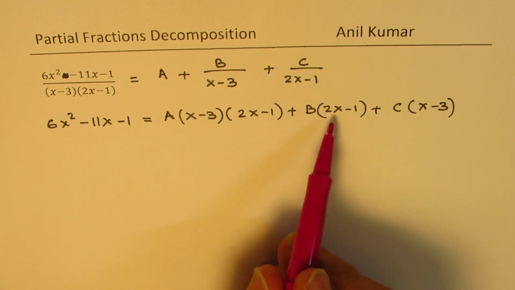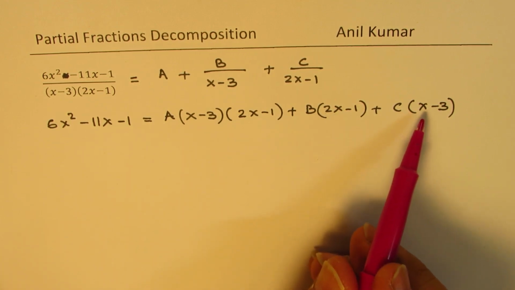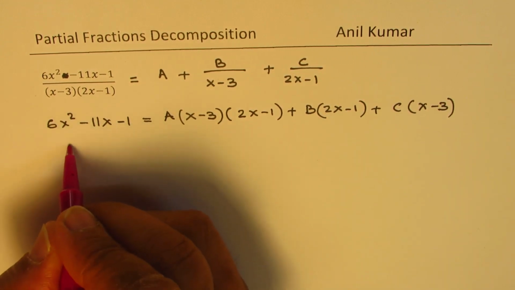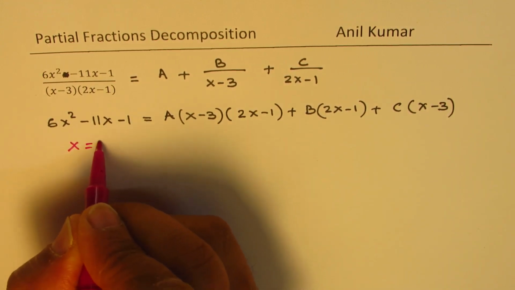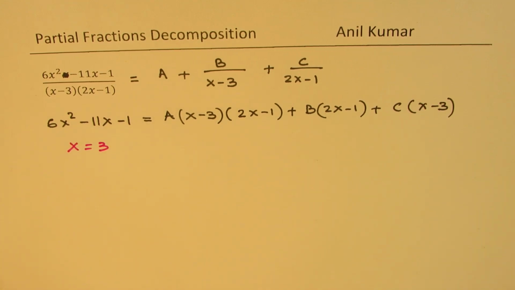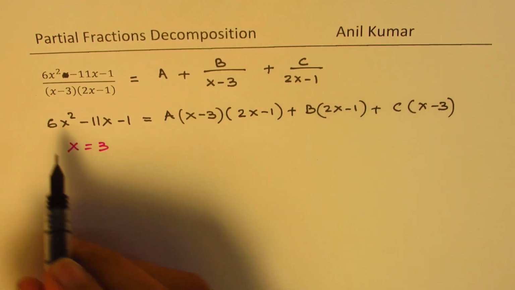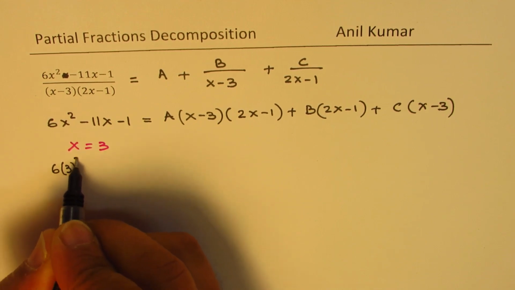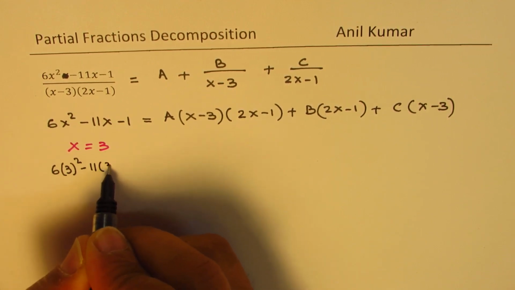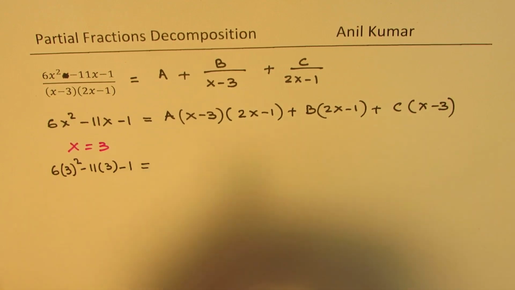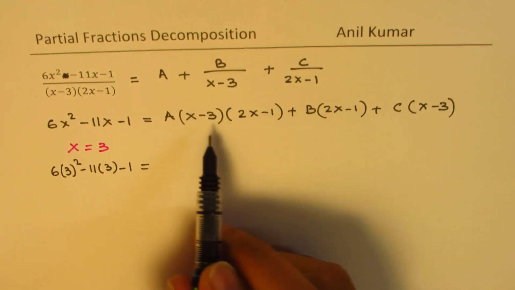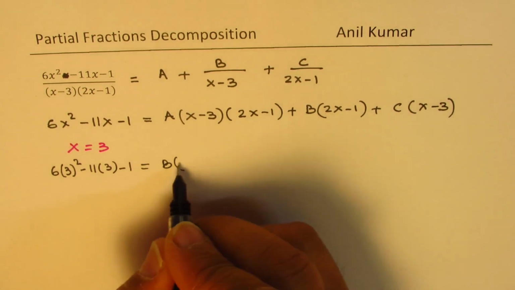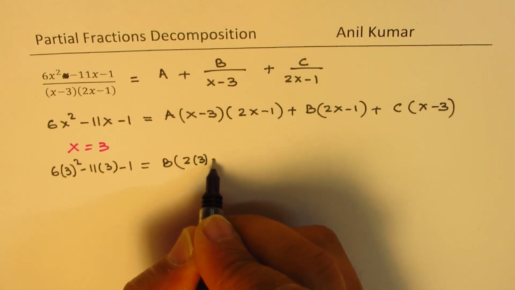If I substitute x equals 3, then c is 0, right? And a is 0. So we'll begin with x equals 3. In that case we get 6 times 3 squared minus 11 times 3 minus 1 equals, since c and a are 0, b times 2 times 3 minus 1, correct?